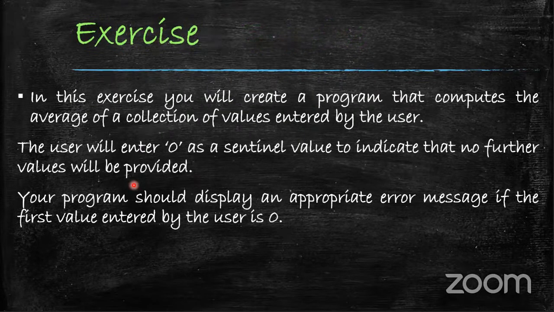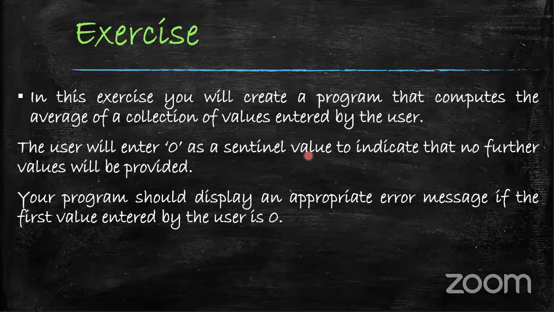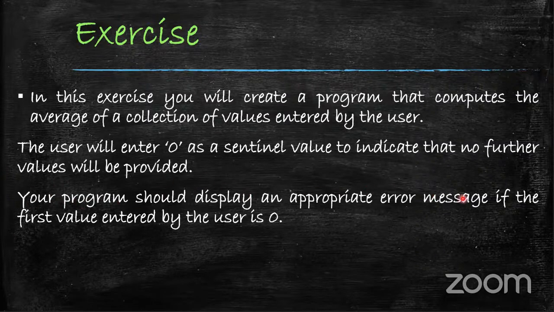Before I go to continue and break, can anyone just read this statement? What is written? Exercise. In this exercise, you will create a program that computes the average of a collection of values entered by the user. The user will enter 0 as a sentinel value to indicate that no further values will be provided. Your program should display an appropriate error message if the first value entered by the user is 0.